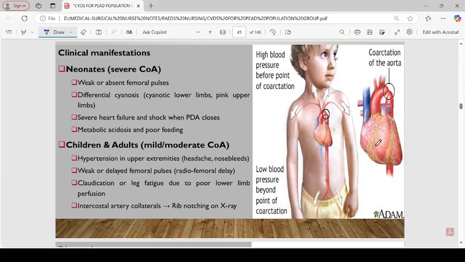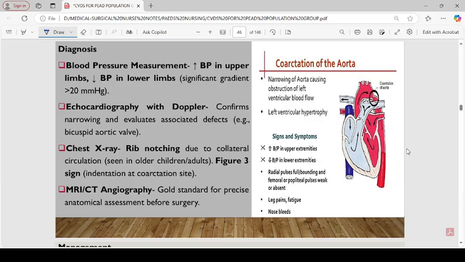Clinical manifestations: we could have severe coarctation of aorta and mild or moderate coarctation of aorta. So we have high blood pressure before the point of coarctation. That is the most characteristic. Notice the coarctation of the aorta in this region, right? The narrowing of this aorta. So we're going to have high blood pressure before this point, and then you're going to have low blood pressure beyond the point of coarctation, right? So we normally do blood pressure measurement. The increase in BP in the upper extremities and decrease in lower BP could be characteristic of this condition.